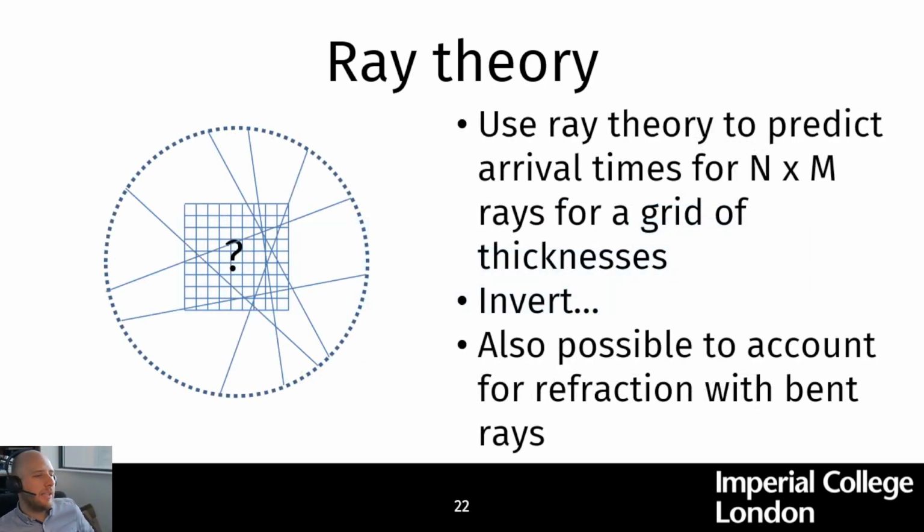So the principle of ray theory, essentially we use ray theory to predict the arrival times for a grid of thicknesses, or more generally, a grid of velocities. Using the model I just described, we can predict the arrival times. We can then try and invert this. We can either do this using a straight ray assumption, which is actually perfectly analogous to CT.